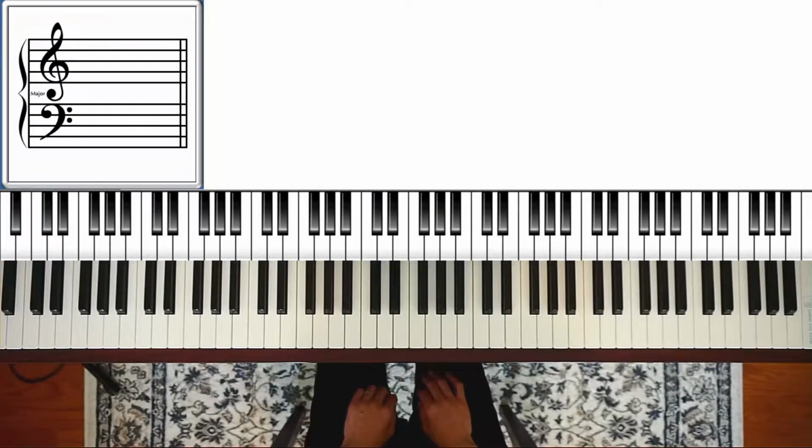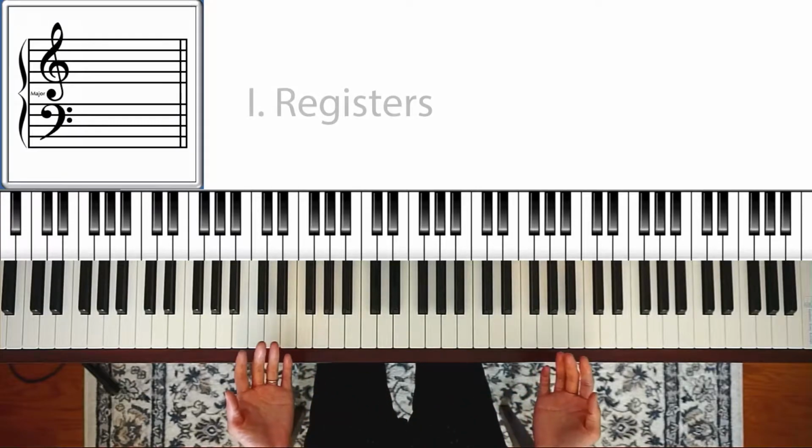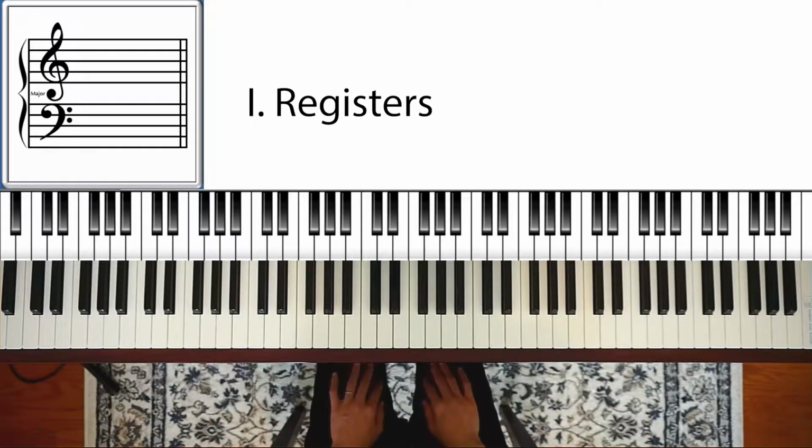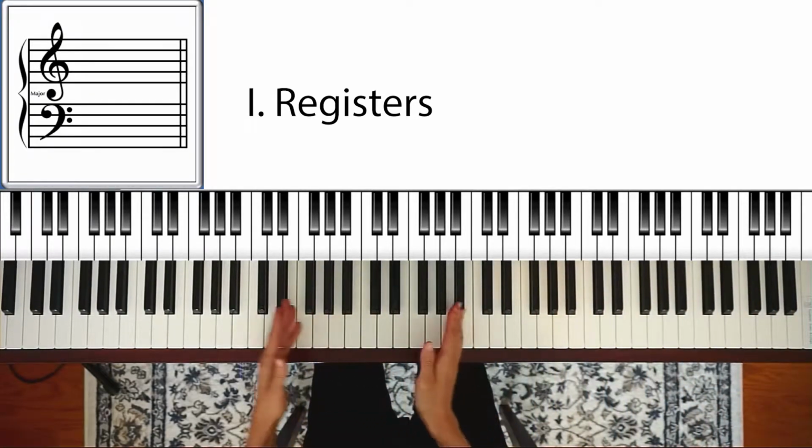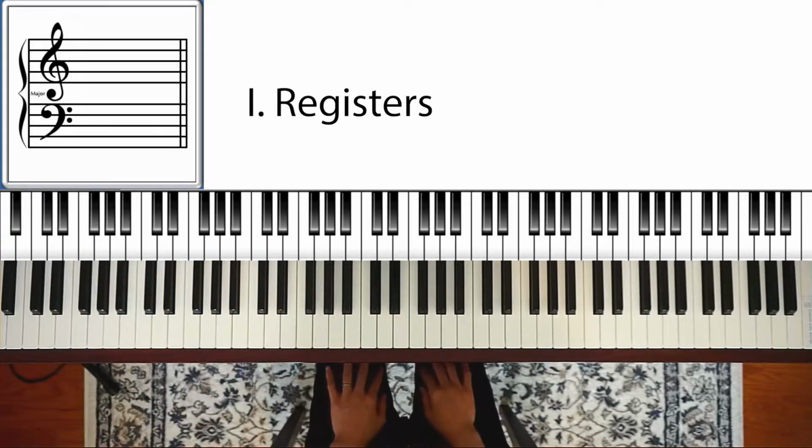First, let's talk about the registers. Registers are basically the high and low sounds in music. It applies to all instruments and voice as well. So we usually refer to them as three main sections: the high register, the middle register, and the low register. There is no absolute borderline of the registers. It's just a general description of the sound we hear.